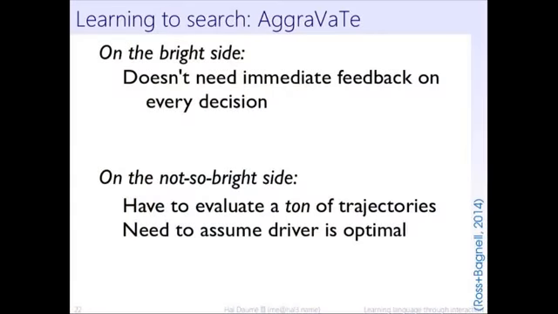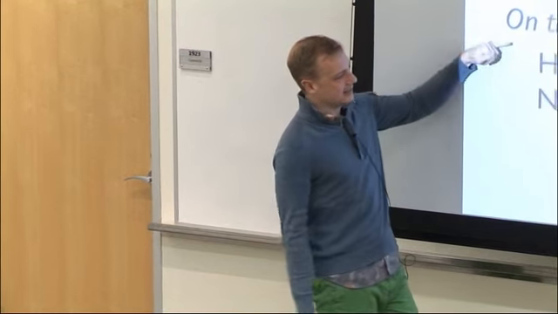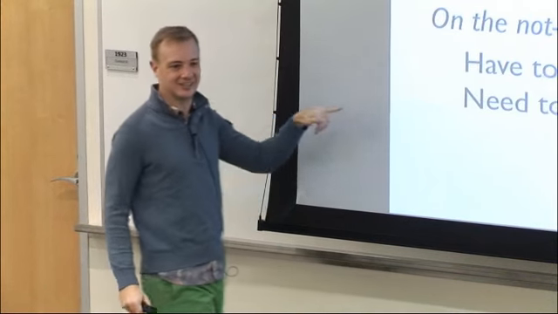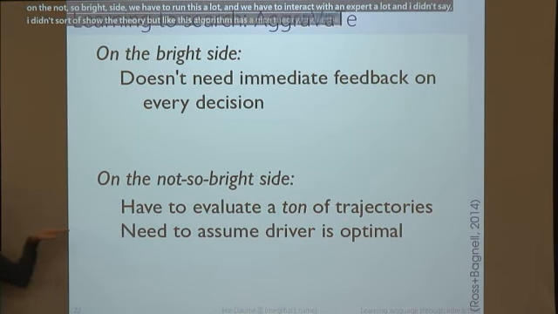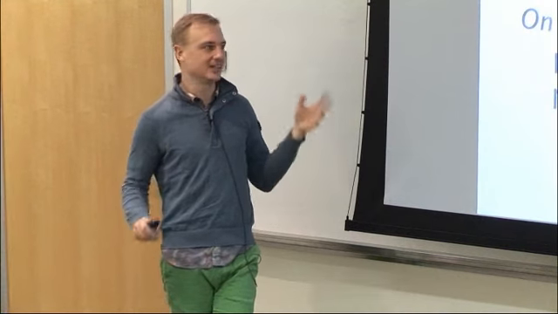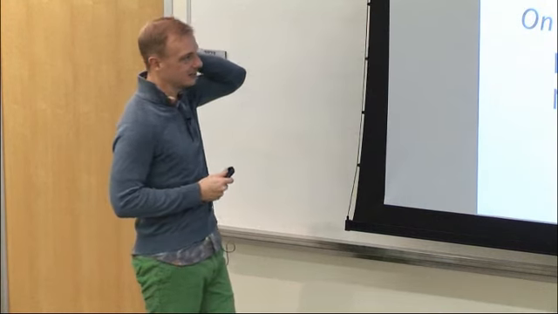Okay, so the nice thing about this is that we don't need immediate feedback about what's the right thing versus wrong thing to do at every step. And also we get this notion of some errors being worse than others, right? So if I can't learn to do the best thing, I'd like to do the second best thing. On the not so bright side, we have to run this a lot and we have to interact with an expert a lot. And I didn't show the theory, but this algorithm has some nice theory under the assumption that the human driver is optimal. But the whole point is the human driver is not optimal. So we need to fix both of these things in order to have an effective algorithm.